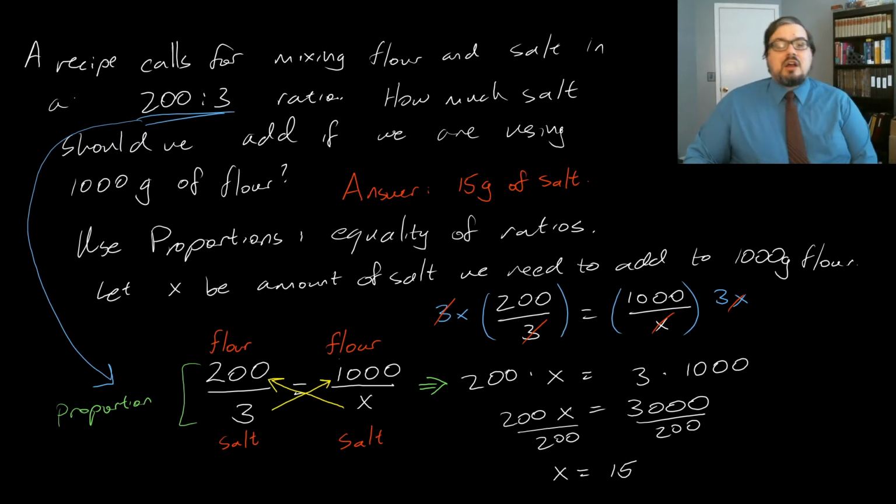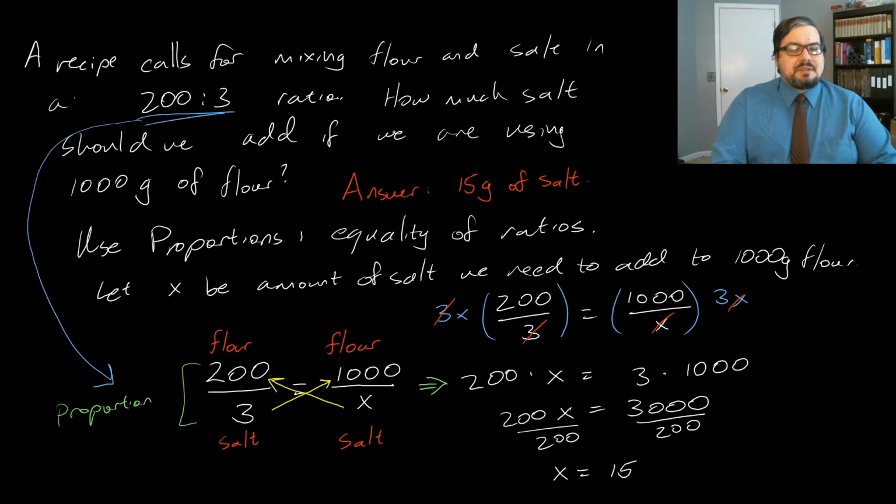Now, we can check our work. A lot of times when we're dealing with ratios, we can also approach the problem in other ways. Another way that we could have thought about this problem, and one that will be useful to us when we look at variation in a moment, is that the original information here, 200 to 3, says that 200 grams of flour corresponds to 3 grams of salt.